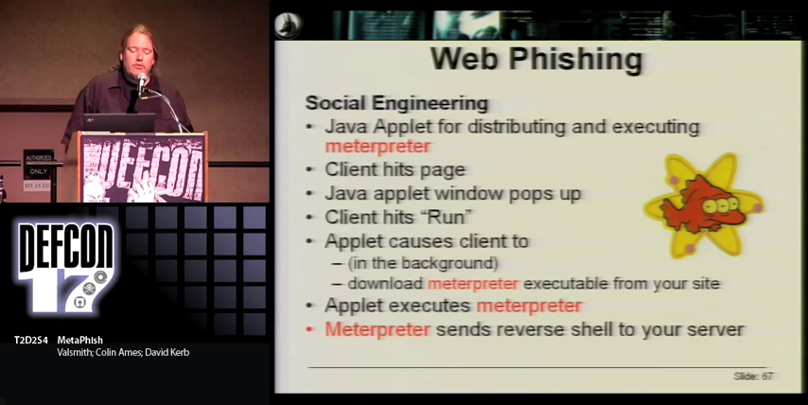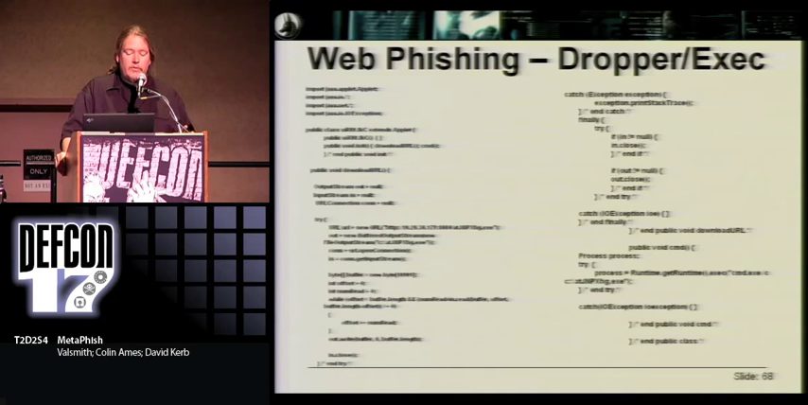Okay, the social engineering aspect of all this is having a Java applet that you can distribute your payloads with, in a similar way to the PDF stuff that Colin was talking about earlier. We love Meterpreter, that's our favorite thing, so we're going to distribute that in this case. The idea is the client hits a page, gets a Java applet pop-up that asks them to run an applet, they hit run, and it causes the client to, in the background, download Meterpreter, execute it, and send you a shell. I've got some really simple applet code for doing this. It basically just goes and gets the Meterpreter and executes it. You can play with this and make it better. It's just some example code.